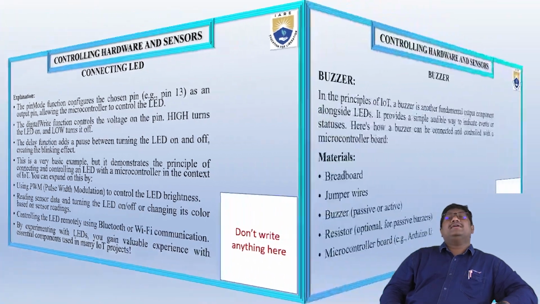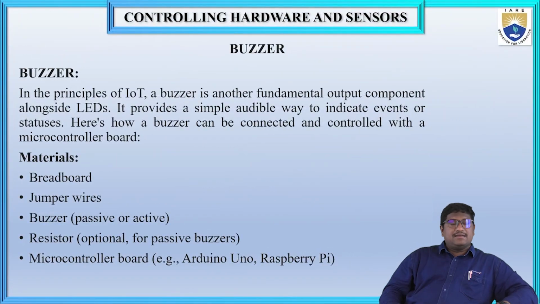Now we'll move to our third topic, which is the buzzer. What is a buzzer? The buzzer is a fundamental output component in our IoT system, and along with LEDs, it provides a simple audible way to indicate events or statuses.